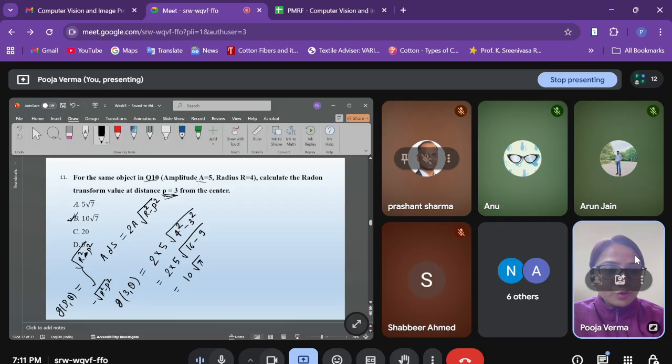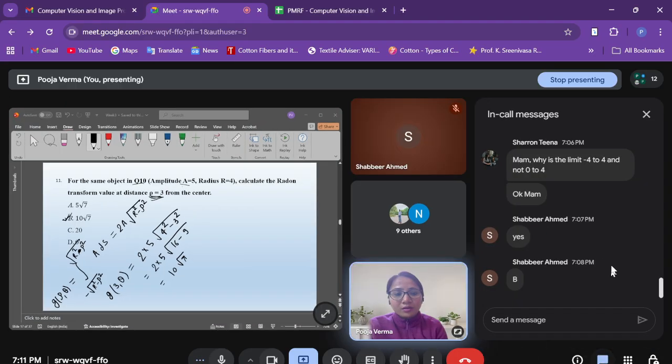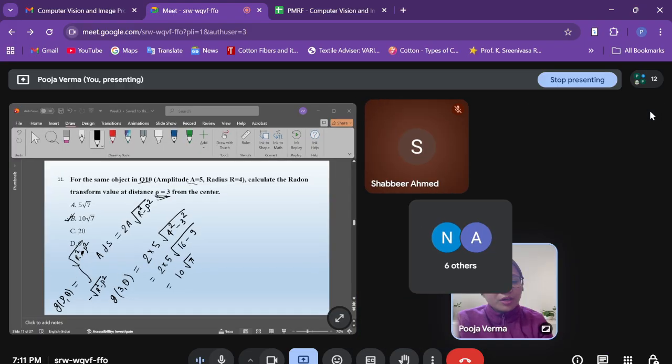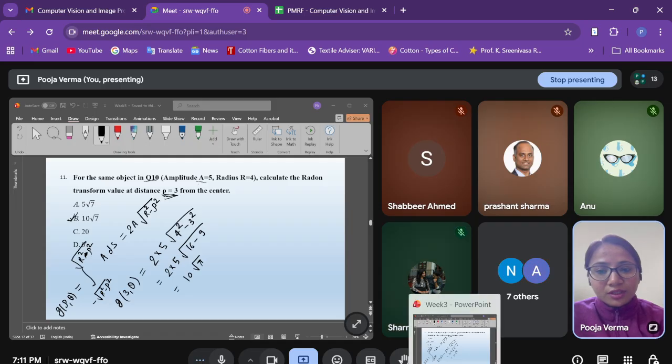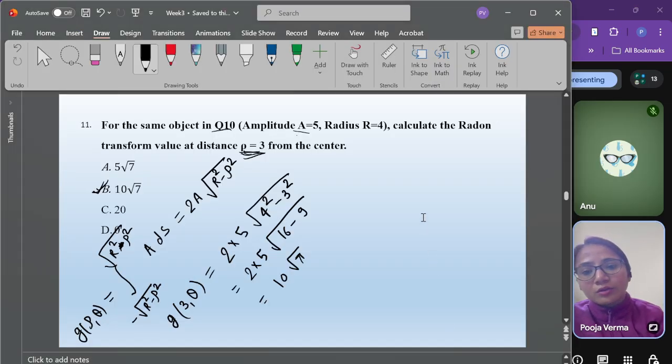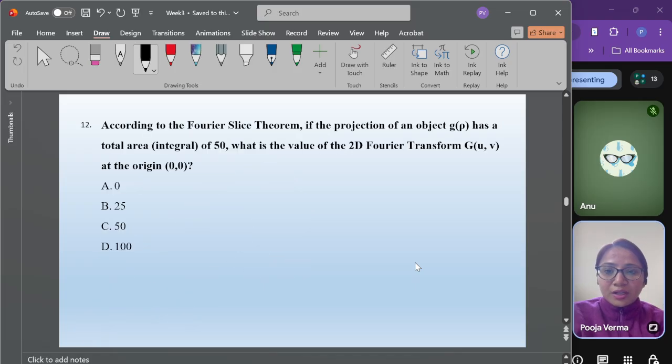Is it fine, all of you? We just need to put it in the previous equation. Here it is not a line passing through the center; rho is equal to 3, and the amplitude is also given. So just put A in place of f(x,y), make an integration, and put in the values of R square and rho square, and you will get the answer for this question. I hope all of you have understood this question. So now moving to our next question.